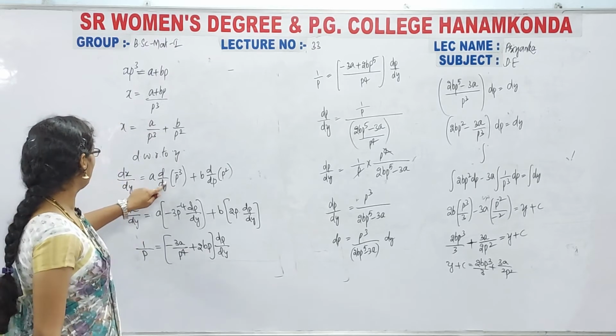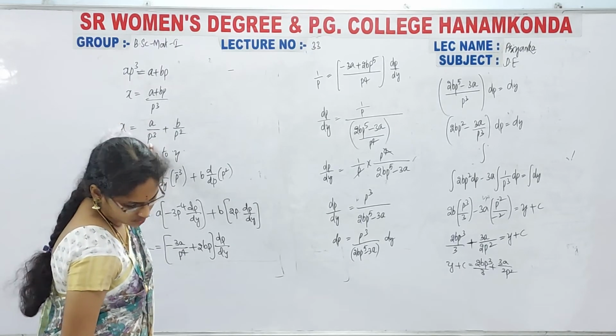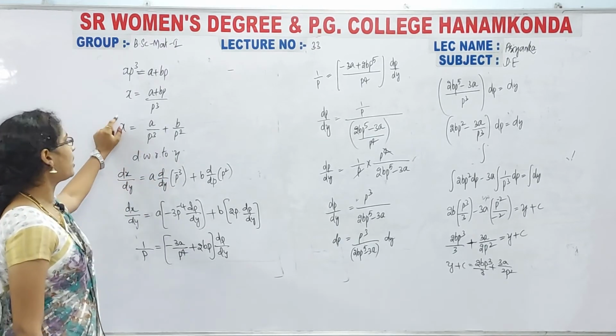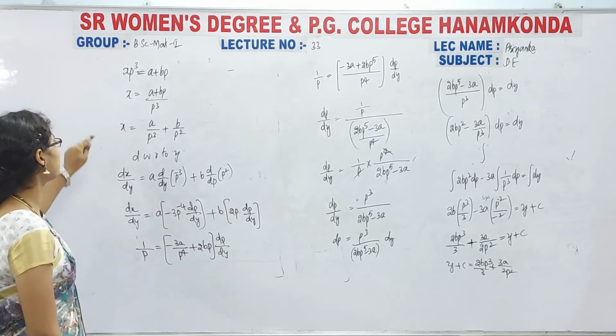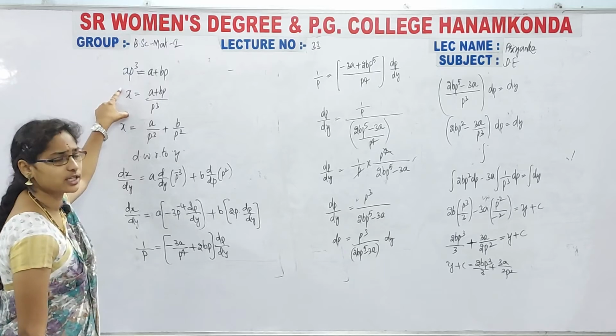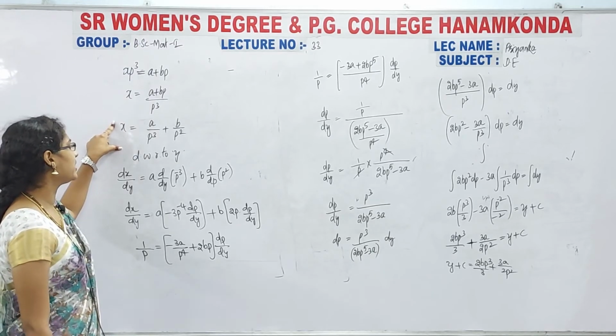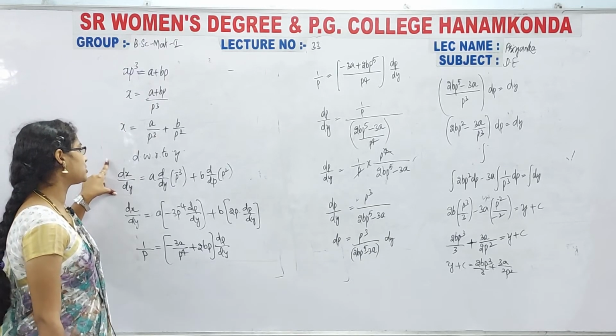A by p cube plus that's it. So this is nothing but the first step. First step is finished. First of all, what we did, we considered that x value. Next I split it like this. Now differentiating with respect to x.